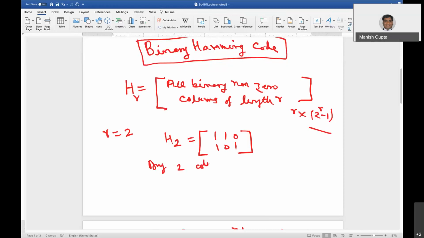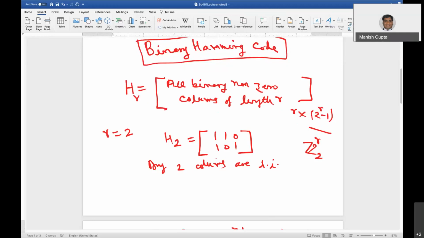Sir, how is R into 2 raised to R minus 1 arrived at? See, if you look at the space Z2 raised to power R, how many vectors are possible? 2 raised to power R. Now I am saying that all binary non-zero columns of length R, so that means non-zero. I have to avoid the 0 vector. Total vectors are 2 raised to power R, and if you avoid the 0 vector, it will be 2 raised to power R minus 1, right? Yes, that's how.